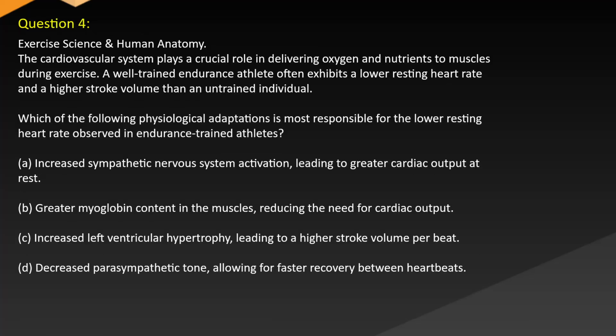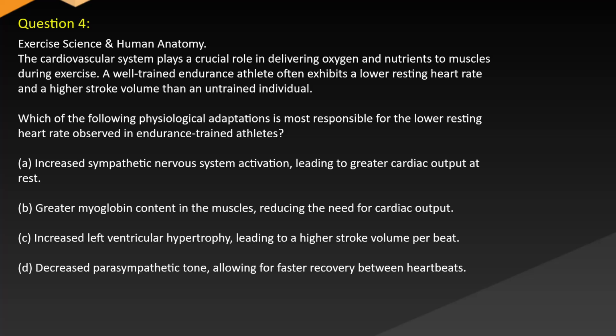Question 4. Exercise science and human anatomy. The cardiovascular system plays a crucial role in delivering oxygen and nutrients to muscles during exercise. A well-trained endurance athlete often exhibits a low resting heart rate and a higher stroke volume than an untrained individual. Which of the following physiological adaptations is most responsible for the low resting heart rate observed in endurance-trained athletes?